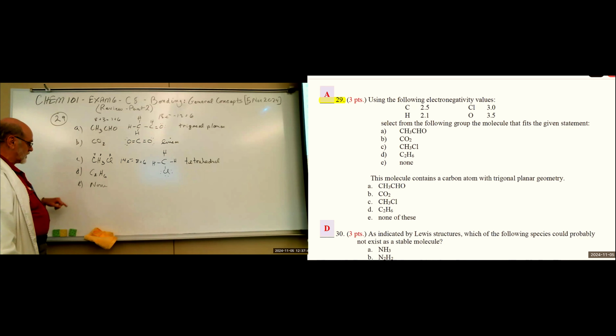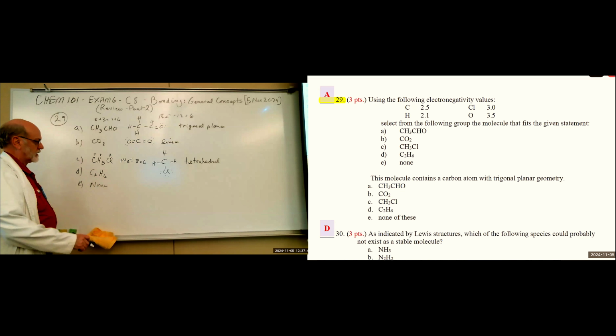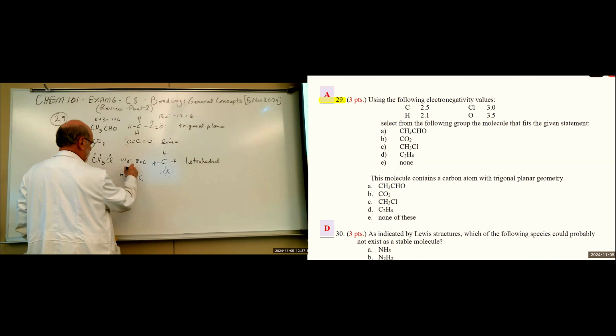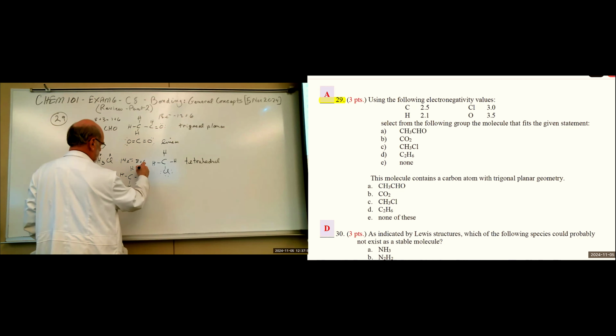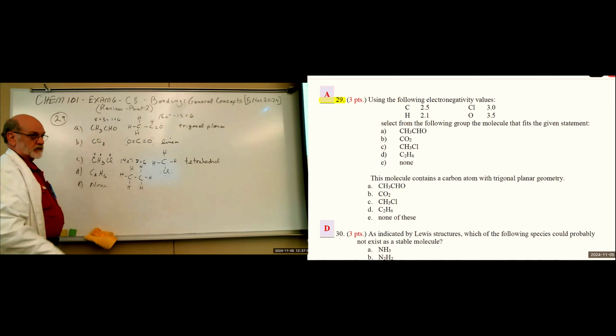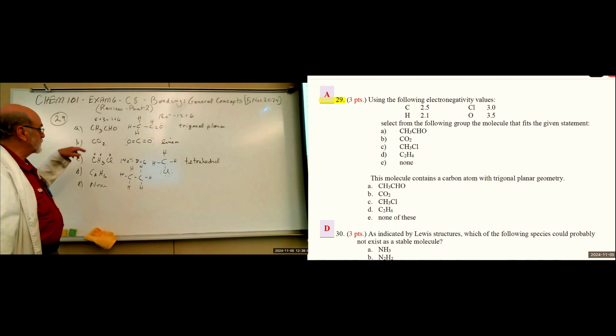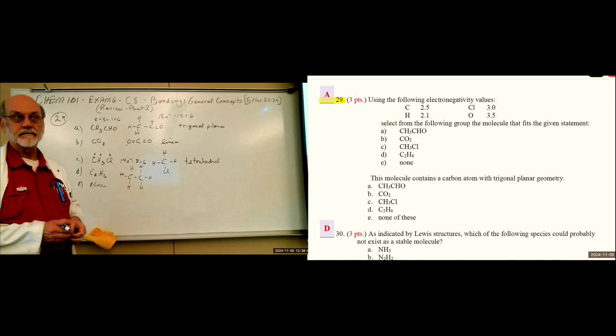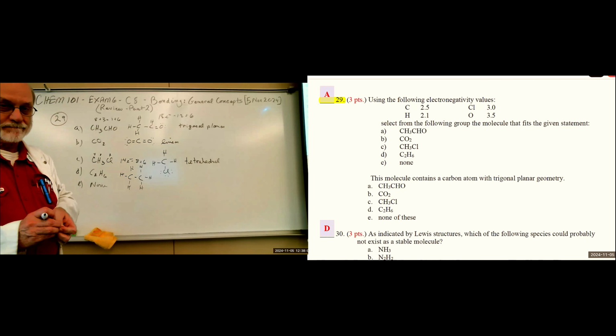Actually, we found our answer because this one says none. If we went ahead and ran this one, in the interest of time, I'll just say we go like this, and those hydrogens are attached like this. And those are both tetrahedral. So we found our trigonal planar. It's this carbon right here, or A. Okay.